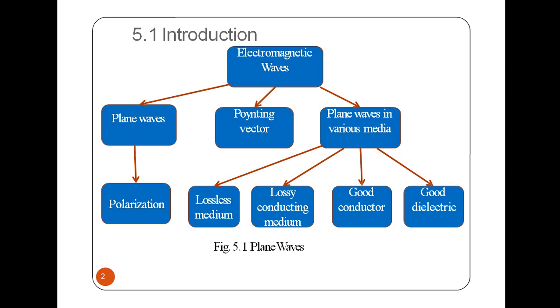Here we have a more definitive diagram of the tree for electromagnetic waves, which is constructed of plane waves. Plane waves are related to the lossless medium, lossy conducting medium, good conductor, and good dielectric. So we'll go through the polarization part, and we'll go through the Poynting vector and plane waves in various media. So the two parts on plane waves in various media have been covered, and this part and polarization are going to be covered.